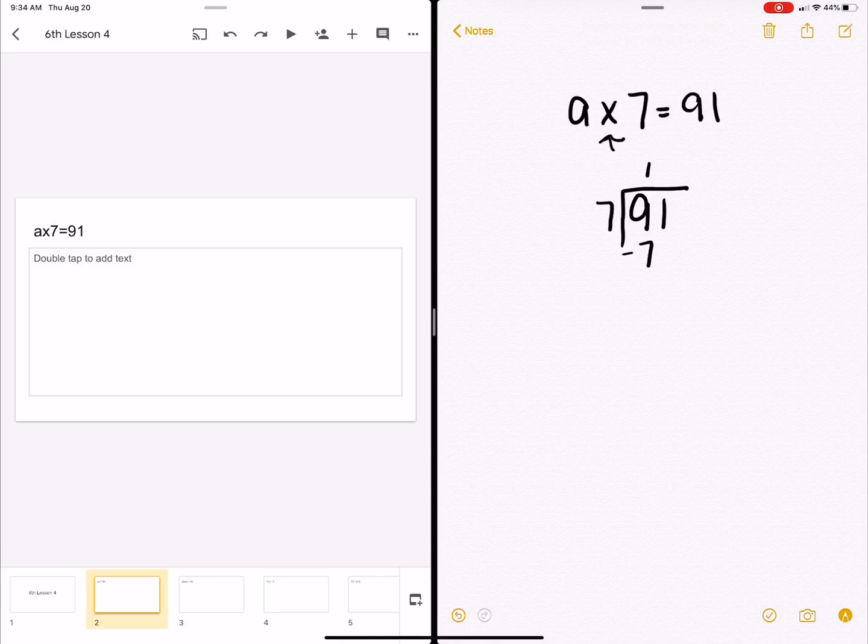7 goes into 9 one time. 1 times 7 is 7. 9 minus 7 is 2. Bring down a 1. 7 times 3 is 21. So if you subtract, there's no remainder. And a equals 13.